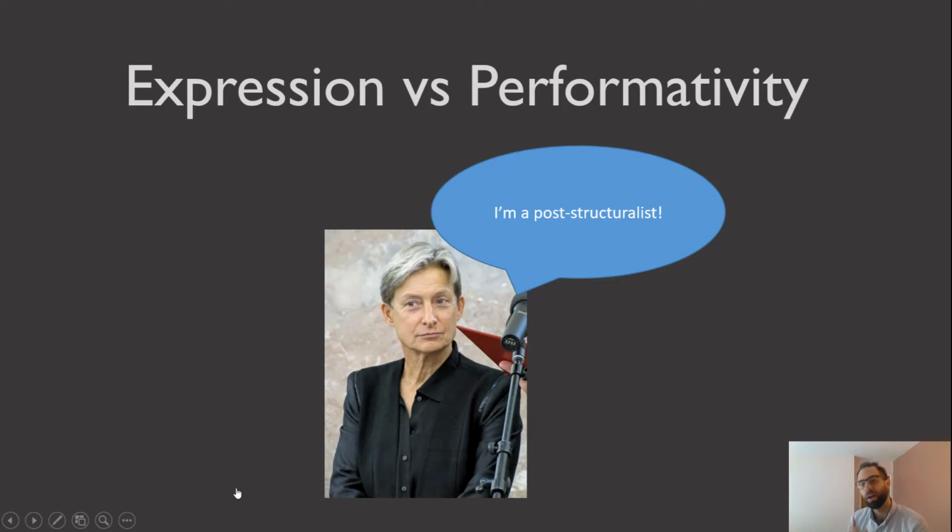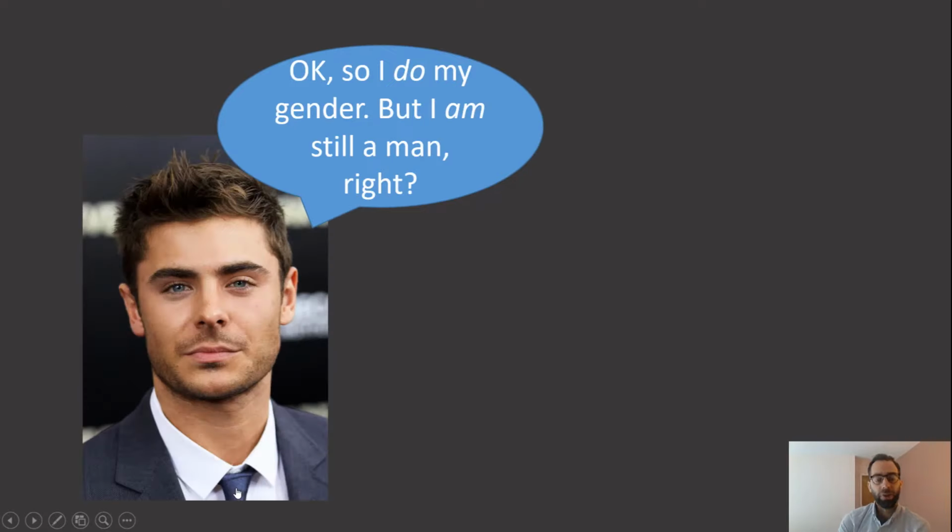So the next crucial concept, and this is where things get a little bit more dicey and a little bit more difficult, is to understand the distinction between expression, or gender expression, and performativity, because Judith Butler will be somewhat critical of the concept of expression. And I want us to understand what she means by this, because this is a particularly difficult kind of idea. So let's go back to Zach.